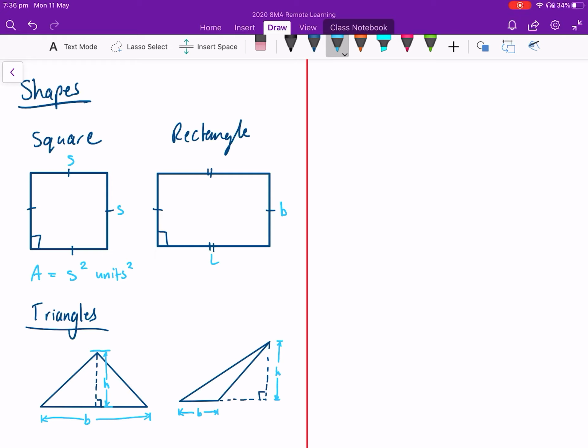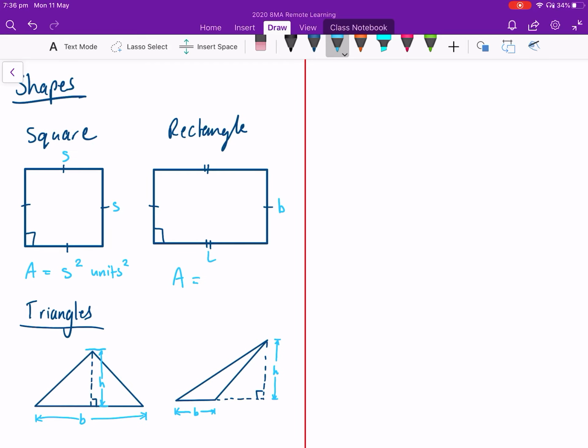Now a rectangle here, the area, A for area, will be the length, this bottom side down the bottom, times the breadth, B. So L times B, so LB. Now remember that there is an invisible multiplication sign in between there, but we don't need to write it, we can just write LB.